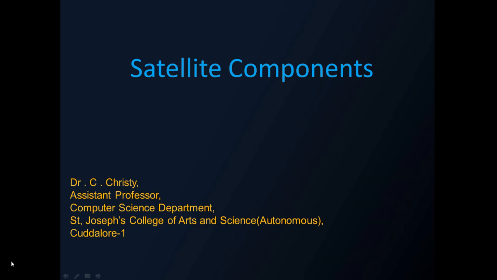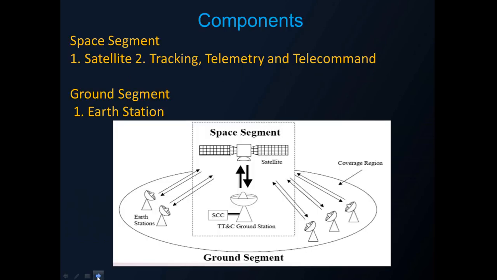This presentation, let us see about satellite components. The component of satellite consists of two segments. One is space segment, another one is ground segment. This is the picture for satellite components, space segment and ground segment.